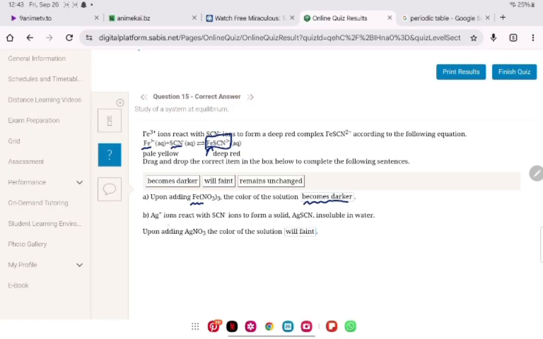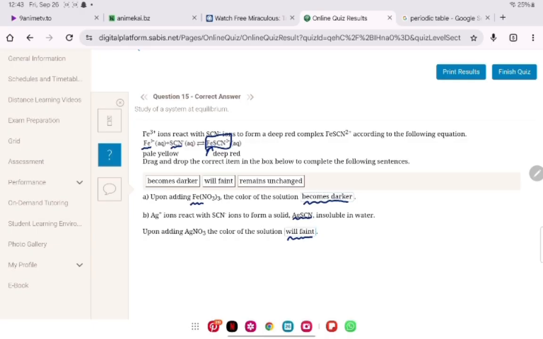Okay. Ag ions react with SCN ions to form a solid, AgSCN. So if you add AgNO3, like we said in the last question, that thing that had nothing to do with the equation, it takes away from Fe. Here, adding AgNO3, do you see AgNO3 anywhere in the solution? No, that's why it will also take away from Fe, making the solution faint. So that's why this is the answer.